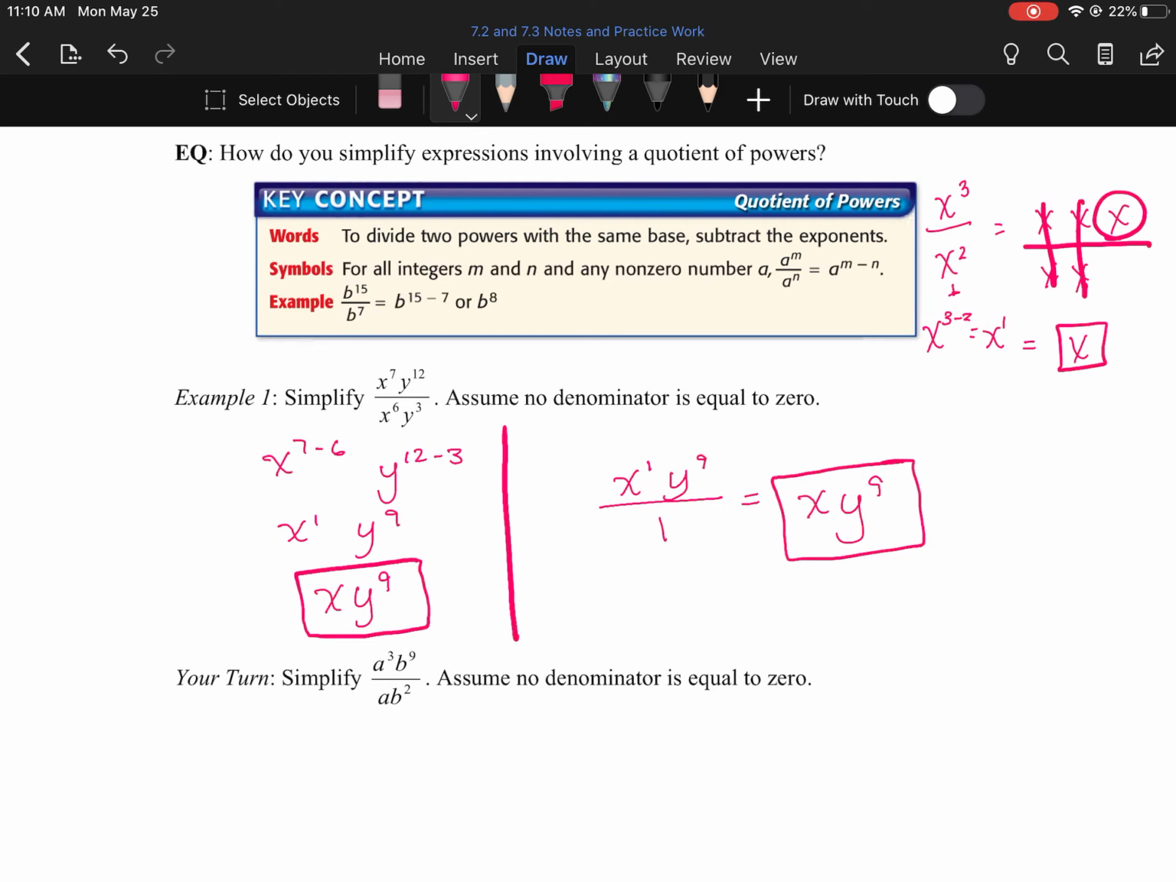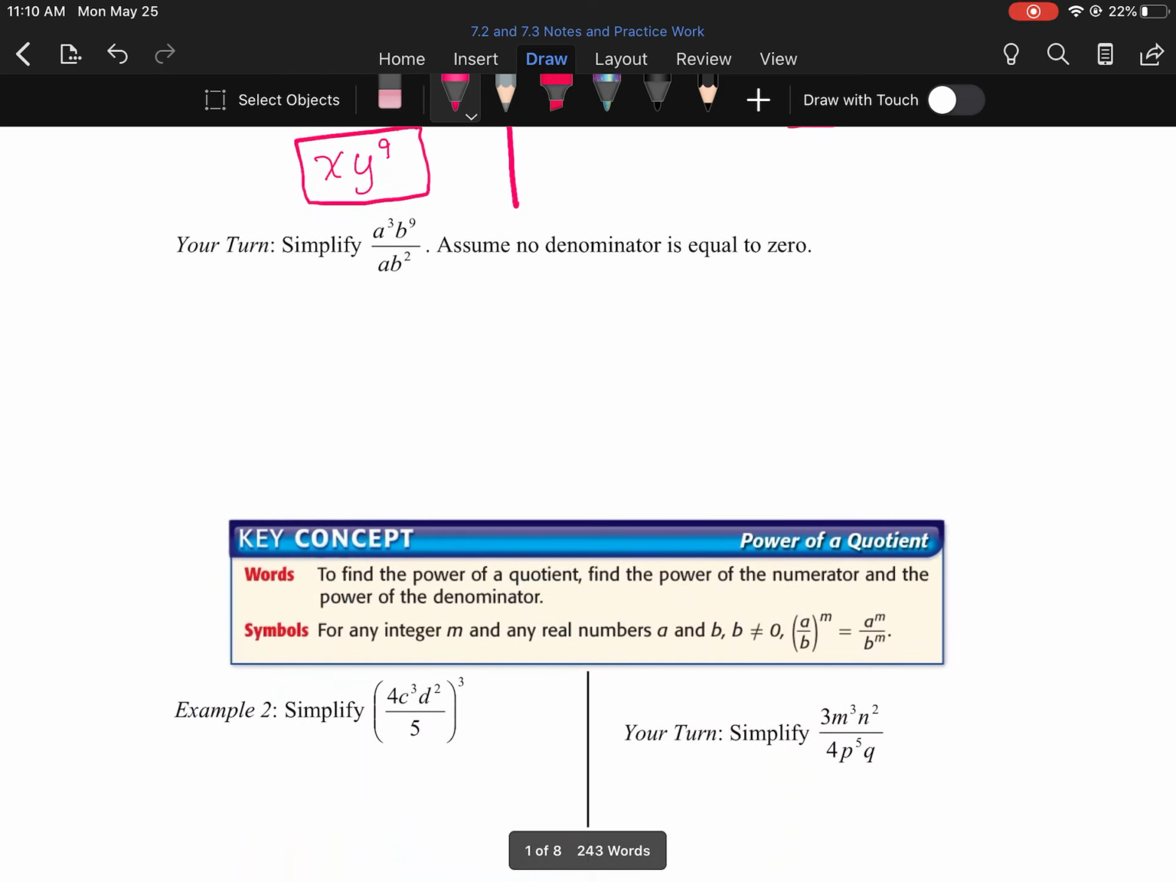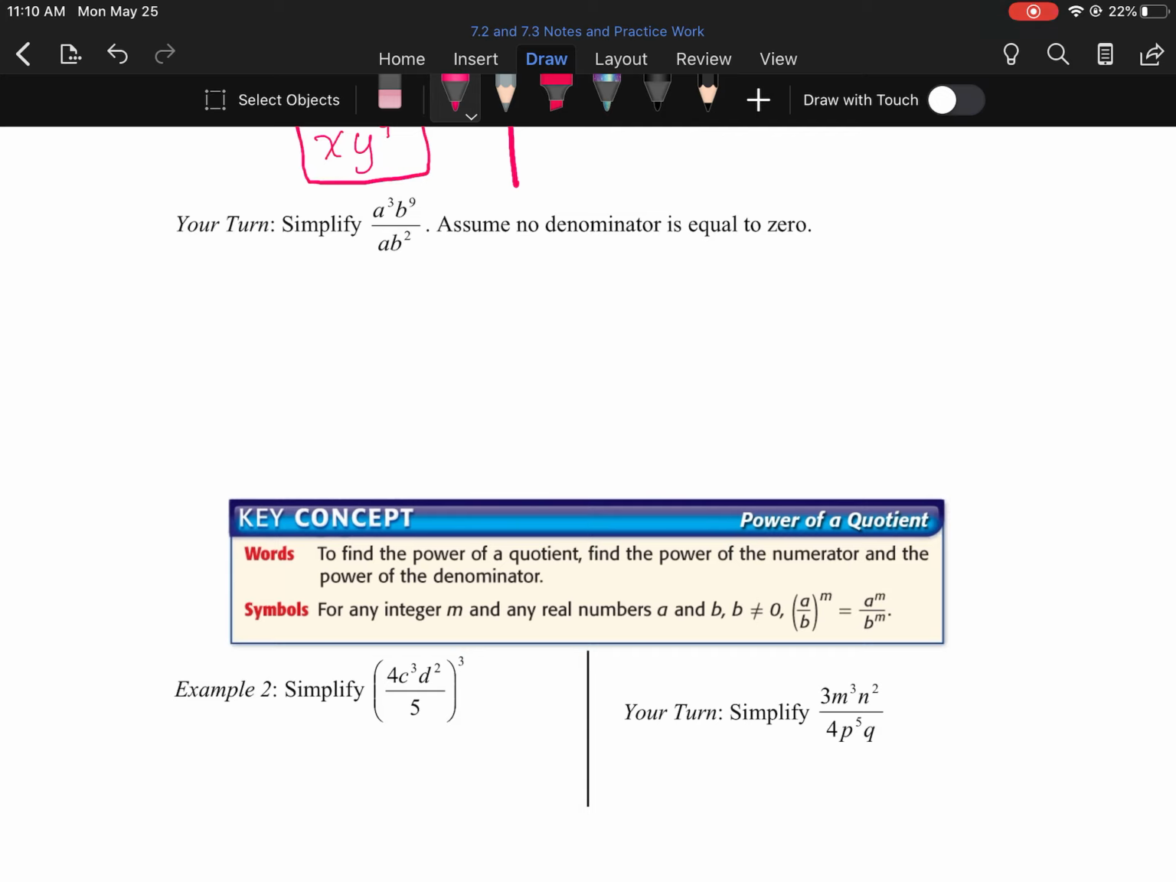Take a moment, try the your turn, and then come back and check your work. Okay, so a squared times b to the 7th is what you should have gotten.